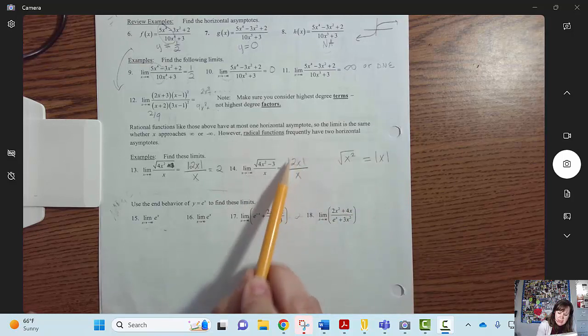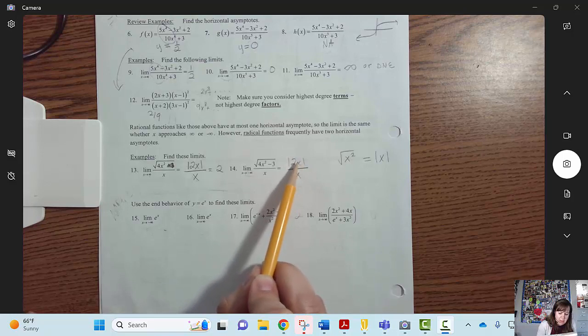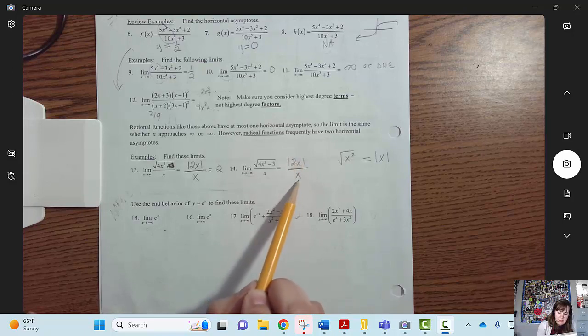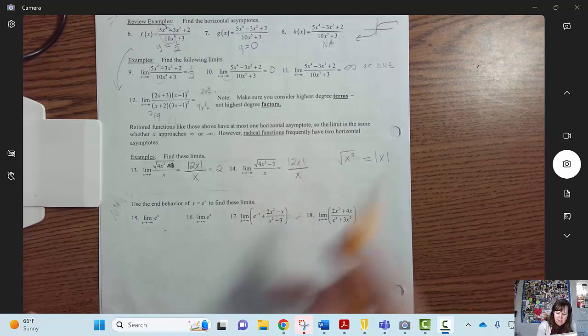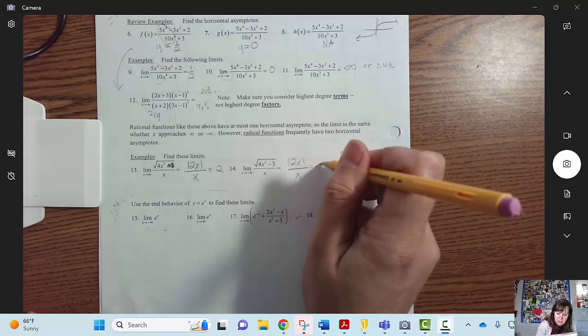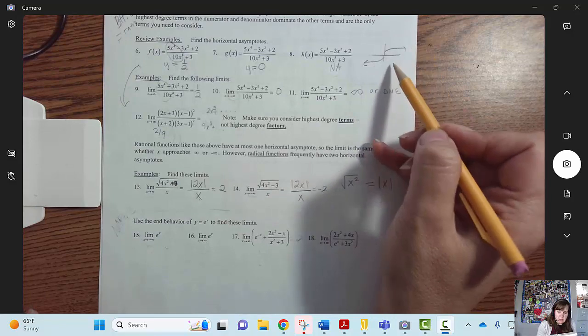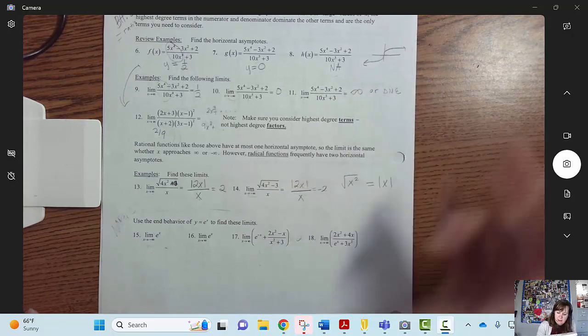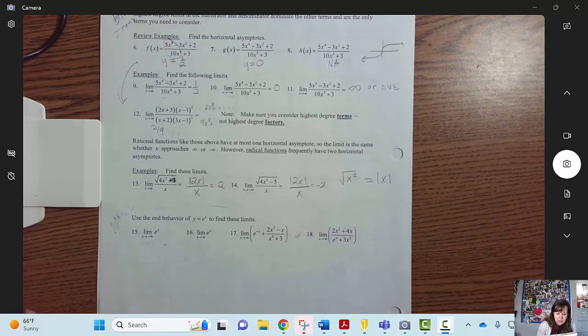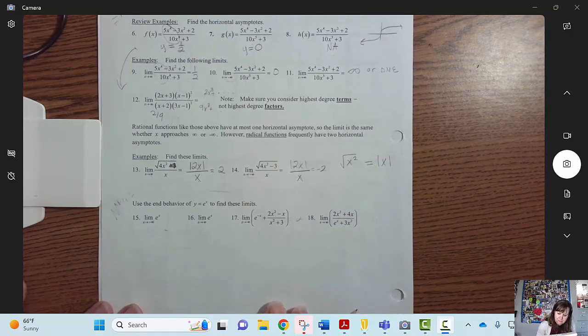But when I plug in a negative infinity up here, the absolute value would turn it to a positive, and the bottom would still be a negative. And so that would make this a -2. This is one of those graphs like up here where it has a different asymptote on either side, infinity versus negative infinity.